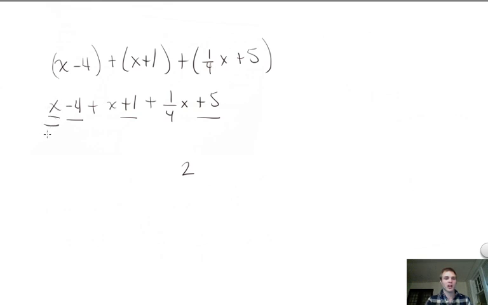Now I need to combine these terms here. Those are all in terms of x. So x plus x is 2x. And then I've got to add this 1/4 x. All right. Now, this is like a chain of equalities. All three of these lines are equal to each other.